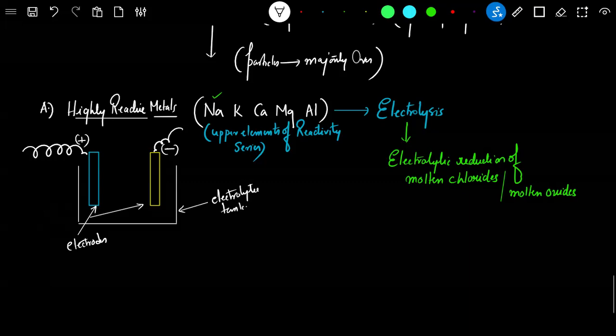And whatever you will take inside is known as the electrolyte. This is the electrolytic tank, usually made up of glass. Now look here, the negative one is known as cathode. Cathode is the negative electrode.